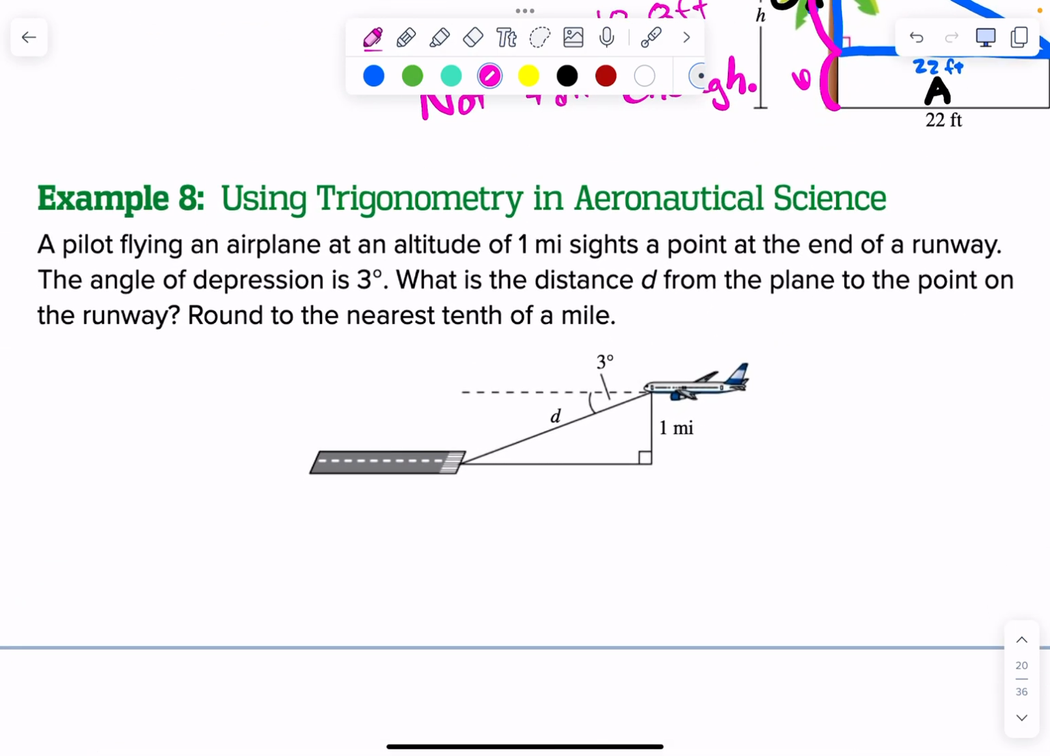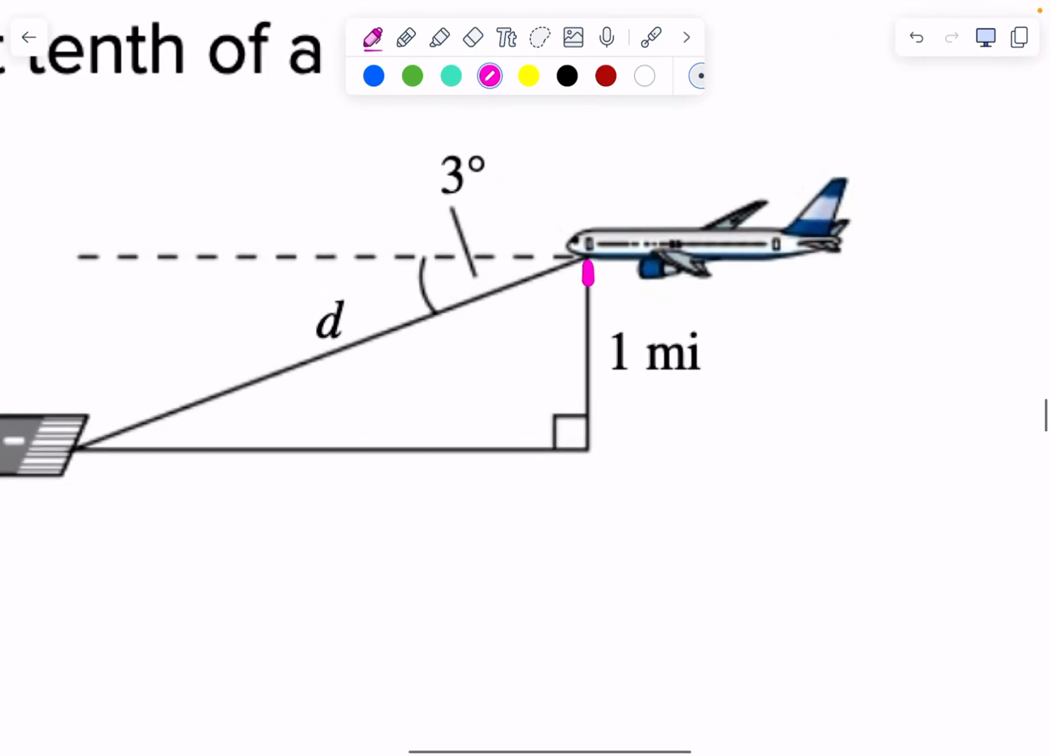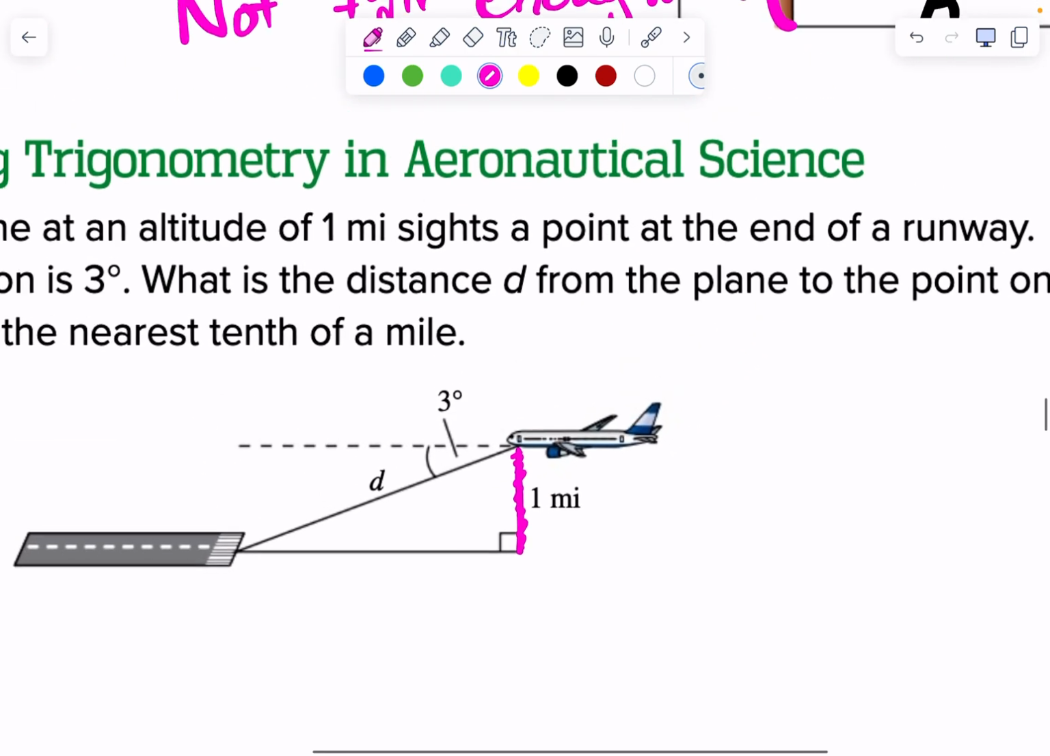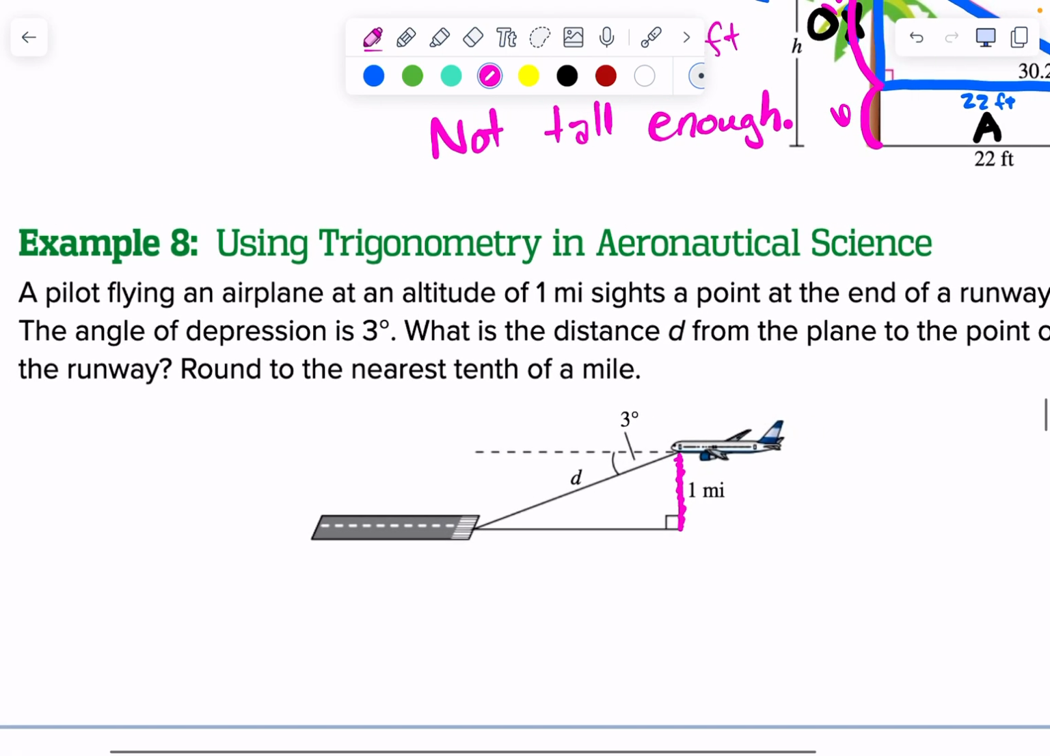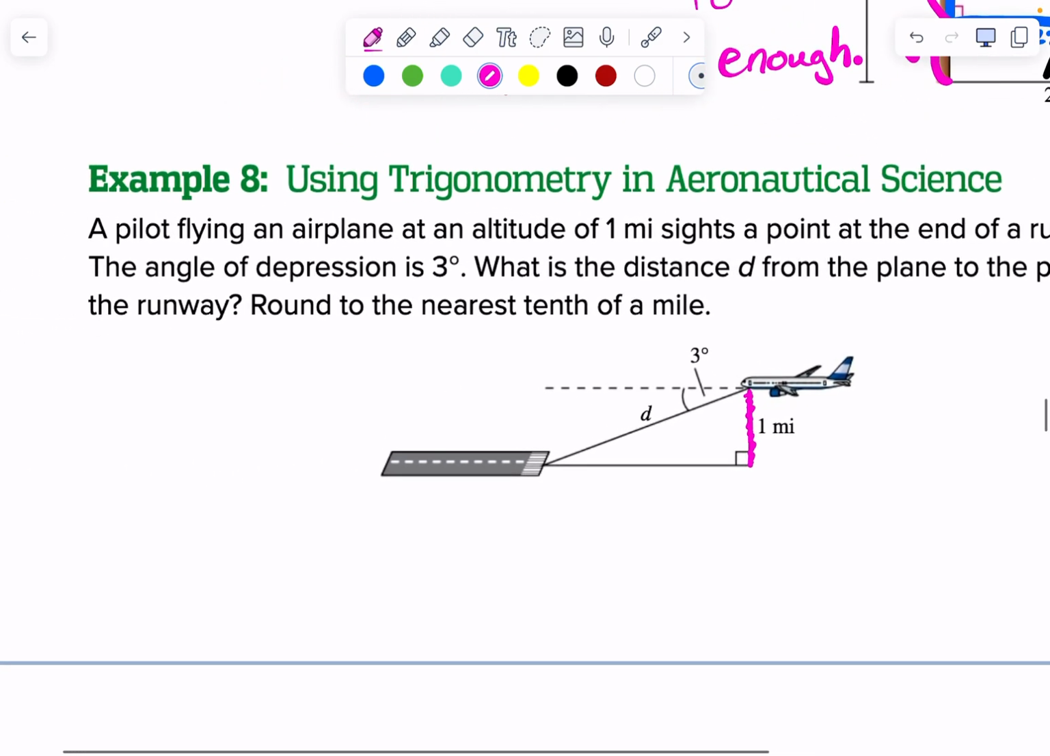Okay, example 8. A pilot is flying an airplane at an altitude of 1 mile. That means the altitude straight down. Hey, geometry kids, we just got done talking about altitude. Altitude measures straight down to sea level. Altitude, 1 mile in the air. This is like that side of my right triangle. The pilot sights a point at the end of a runway and the angle of depression is 3 degrees. What is the distance from the plane to the point on the runway?